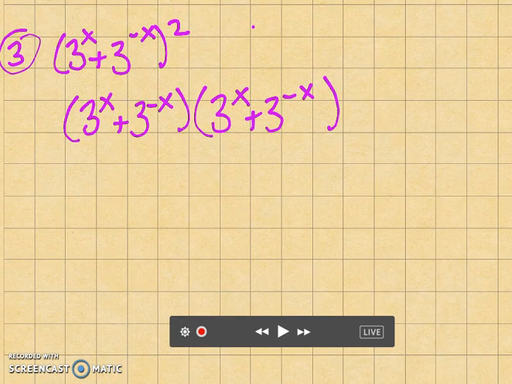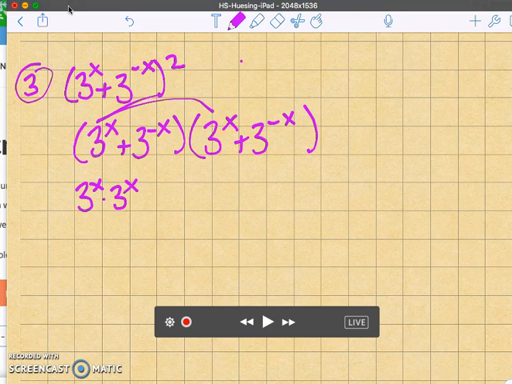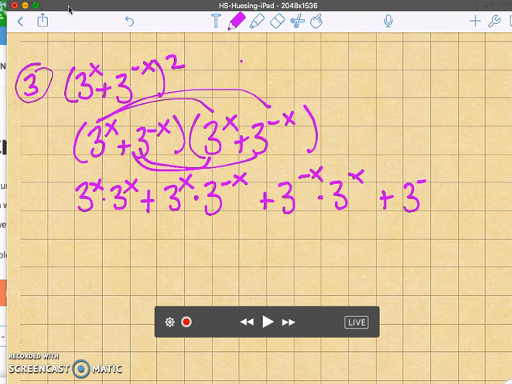So let's take a look at number 3 here. So 3 to the x plus 3 to the negative x, squared, so we write it out twice. So now we have to expand that. So 3 to the x times 3 to the x, plus 3 to the x times 3 to the negative x, plus, distribute here, 3 to the negative x times 3 to the x, and this last part, plus 3 to the negative x times 3 to the negative x.